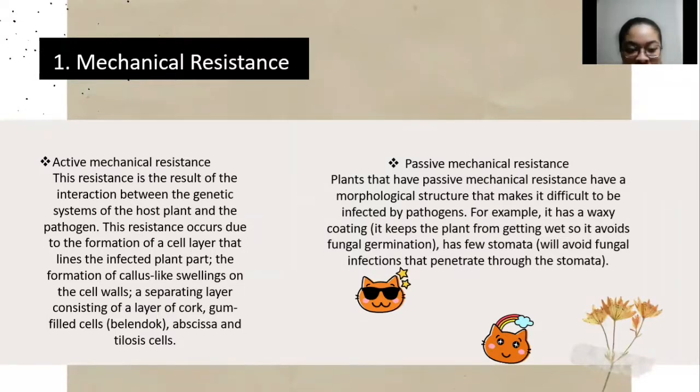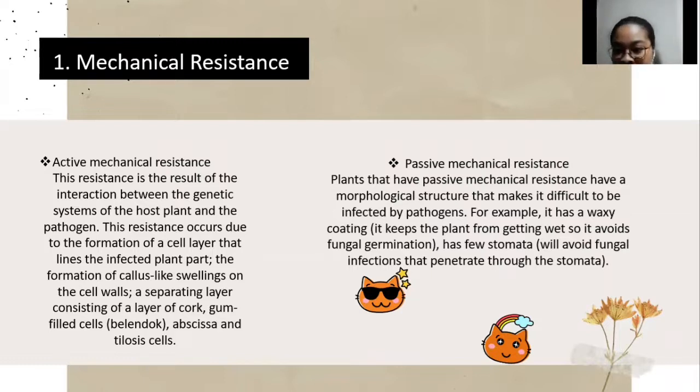This resistance is the result of the interaction between the genetic system of the host plant and the pathogen. This resistance occurs due to the formation of a cell layer that lines the infected plant part. The formation of couplings on the cell walls, a separating layer consisting of a layer of cork, gum cells, or blendok, abscission, and tylosis cells.